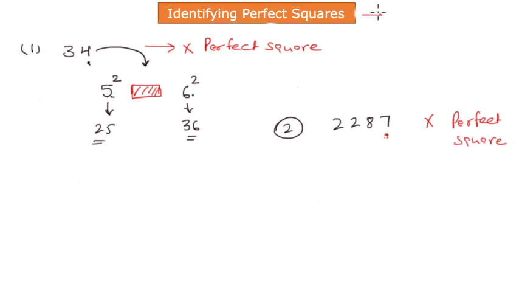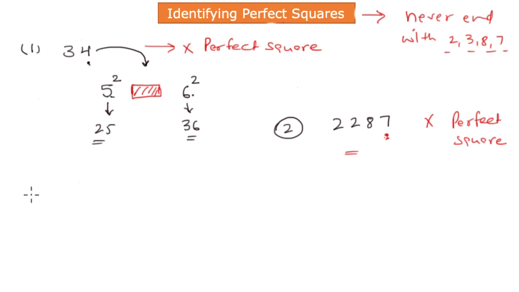Because we know that a perfect square will never end with 2 or 3 or 8 or 7 in its unit place. But this ends with 7, hence it is not a perfect square. So with the elimination round, I can stop here. I don't have to explore any further because this is the only answer I have to find. Identify whether it is a perfect square or not.